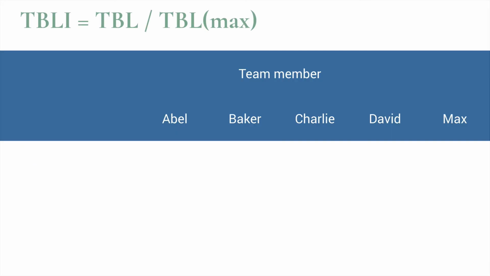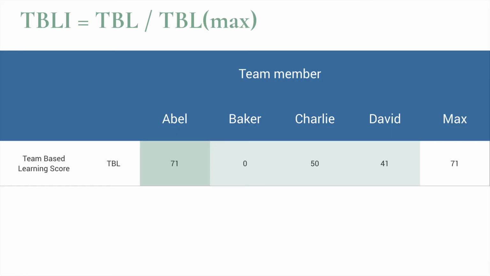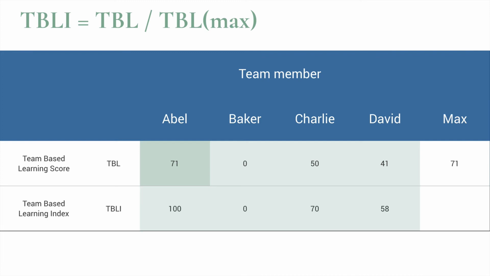Here are our 3 team members from the earlier examples, and here are the Team-Based Learning Scores we calculated earlier. Note that in this example, Abel has received the maximum Team-Based Learning Score of 71. Consequently, the Team-Based Learning Index for Abel is 100 and the other team members receive a proportionately lower team-based learning index.